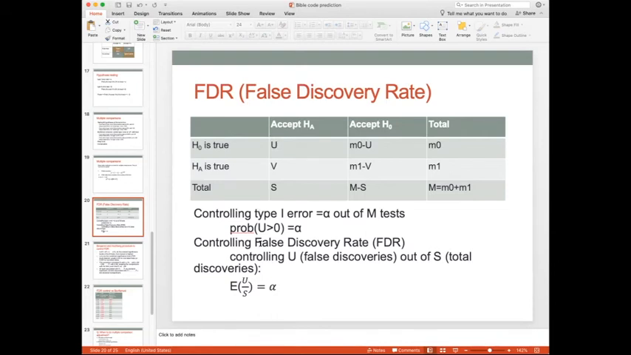And controlling for false discovery rate, what we do is we look at the expected value of U over S. We can think of S as the total discoveries, and the number of U is false discoveries. So we only look at these out of total discoveries. We allow 5%, or alpha percent, of them to be false. So the percentage is alpha. That's the false discovery rate.